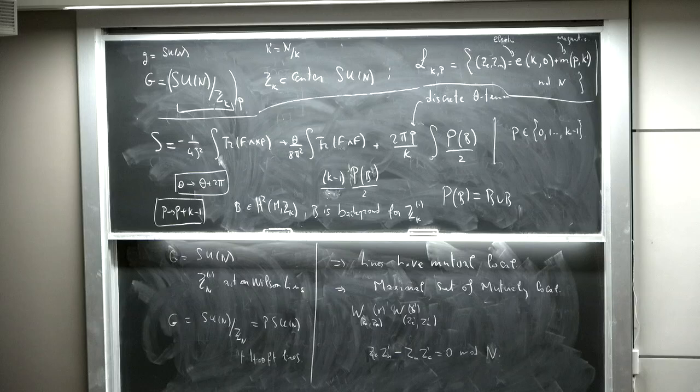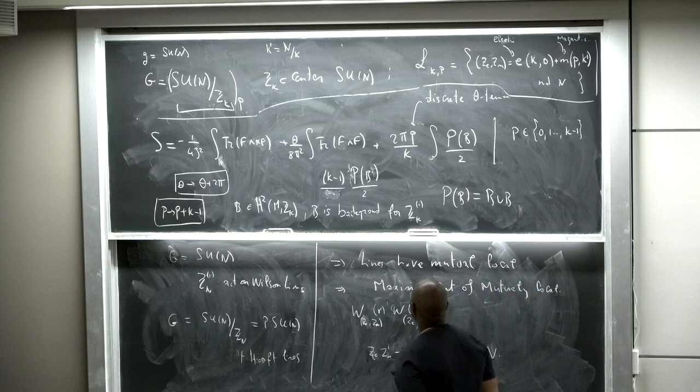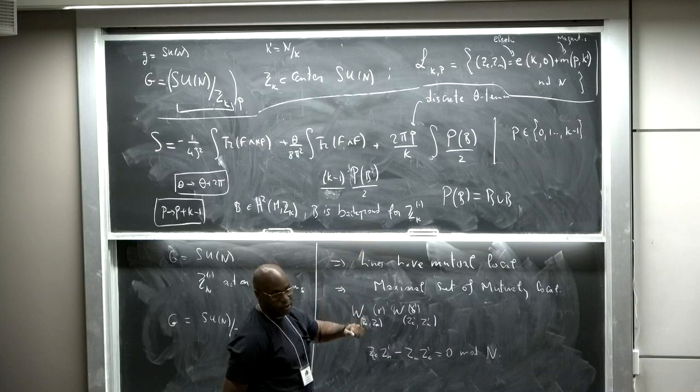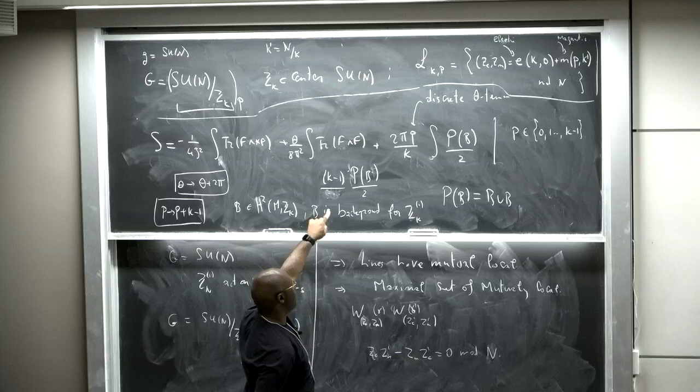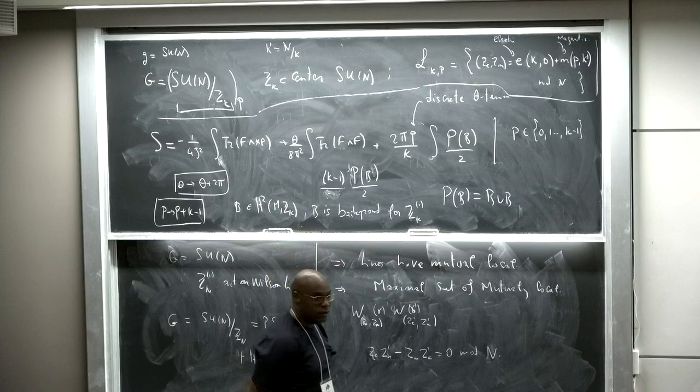Is the B being summed over, or is it a background? It's a gauge field, a gauge field for the U1. Because it's summed over, it's gauged. I said it as a background, but when I include it in the action, if I gauge the ZK, it's actually summed over.